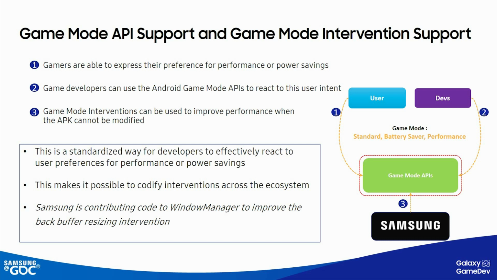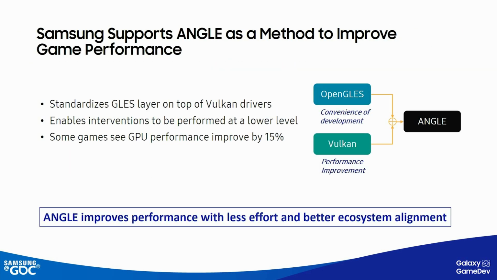Samsung is actively contributing to Window Manager to improve the back buffer resizing intervention. Samsung also supports Angle as a method to improve game performance. Angle is a native GLES library that sits on top of native Vulkan drivers. Angle combines the developer convenience that you get with OpenGLES and the performance improvements that you also get with the Vulkan API. This allows us to intervene at much lower levels of the graphics stack. Some games see GPU performance improve by up to 15%. Angle improves performance with less effort and better ecosystem alignment.